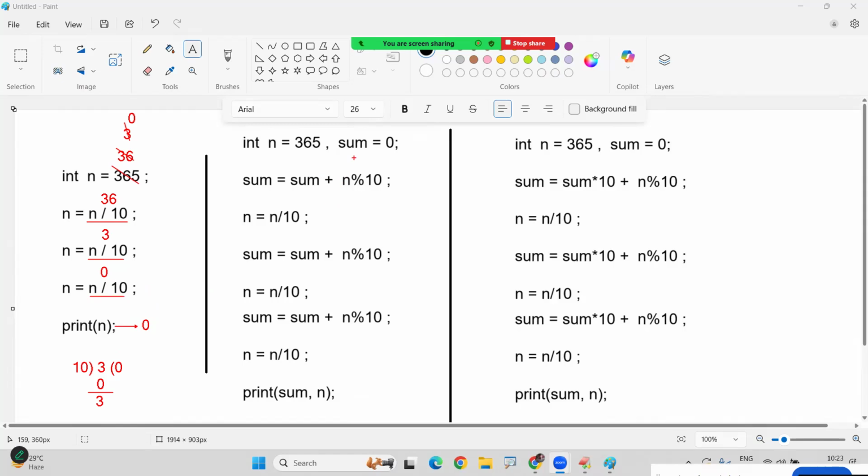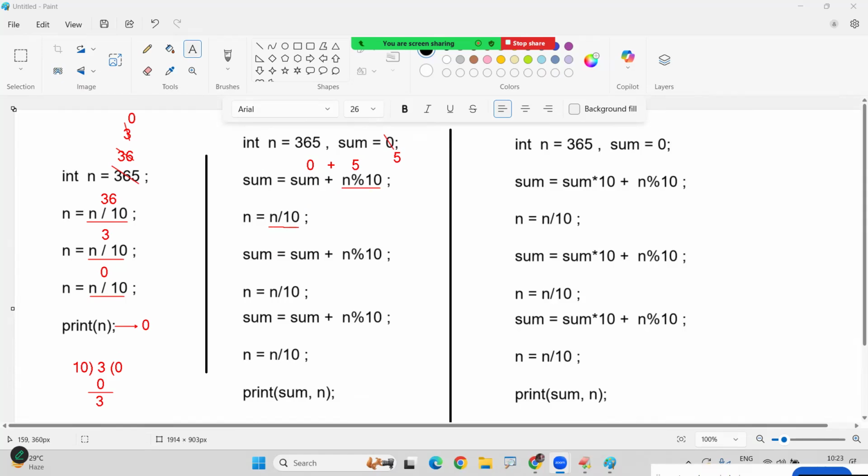Next one, look at this. Sum value 0, n mod 10. Mod 10 means it will give the last digit, you know already. n by 10 means it will remove the last digit. Just keep these two in your mind. Sum value 0 plus n mod 10: the last digit of 365 is 5. So 0 plus 5, the addition will be performed and the value stored into sum. 0 plus 5 is 5.